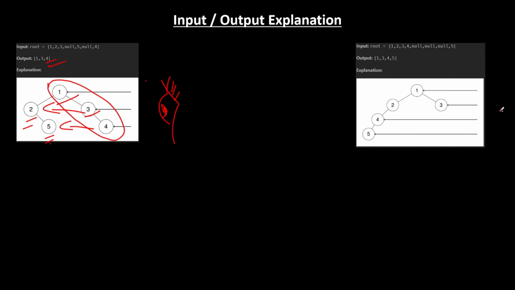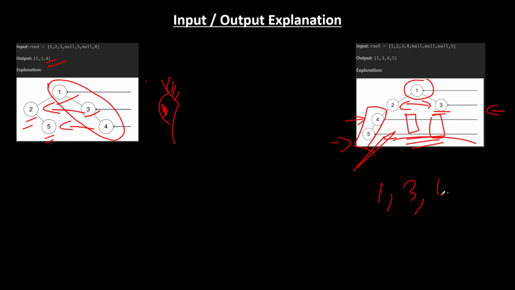Similarly here, if you look from this end, you can only see 1. Then in level 2, you can only see 3. But in levels 2, 3, and 4, you will print out 4 and 5. The reason being you don't have anything in between; there is no obstacle or any node in between. You can directly see these two nodes. That's why the output for this comes out to be 1, 3, 4, and 5. I hope you understood this input output explanation. This is pretty easy and straightforward. Now let's move to the next slide.